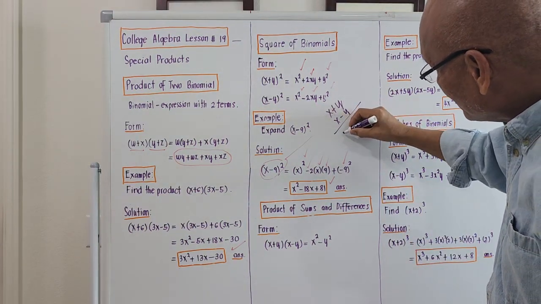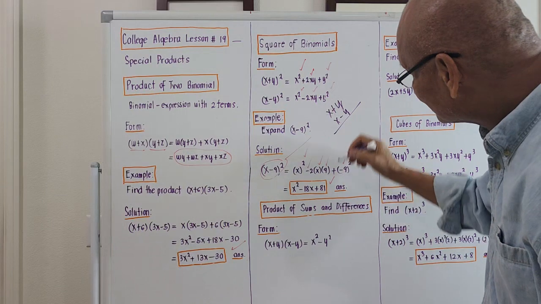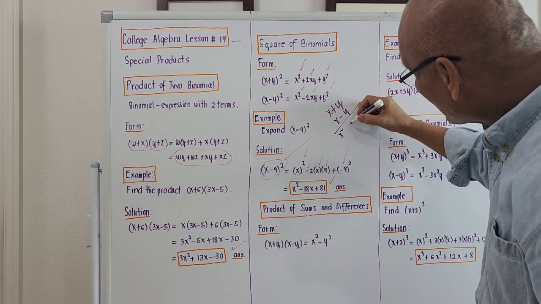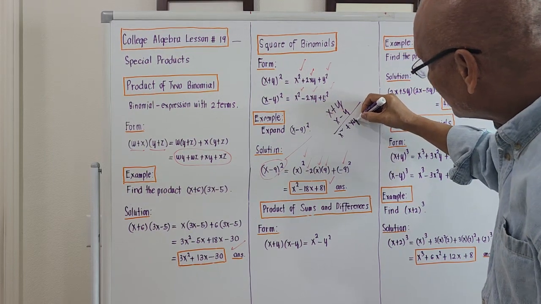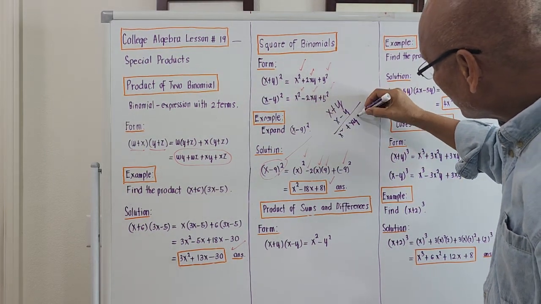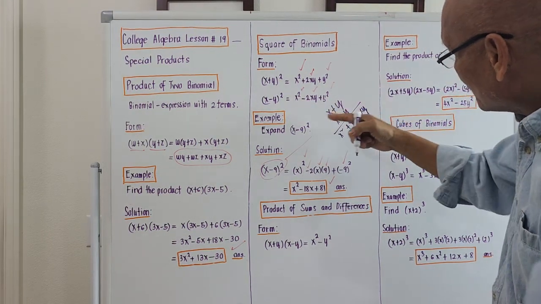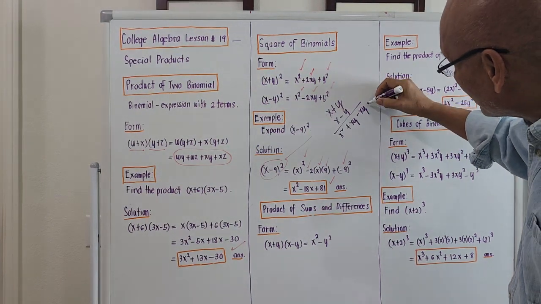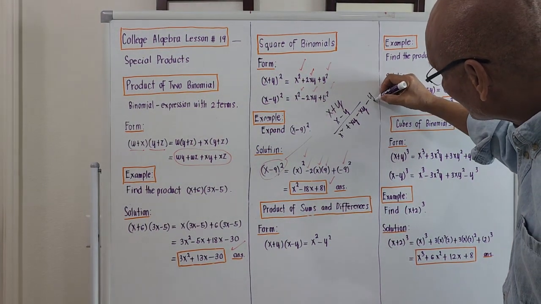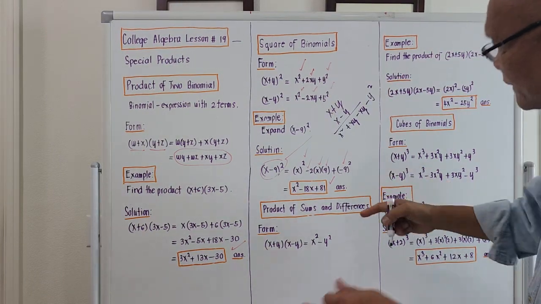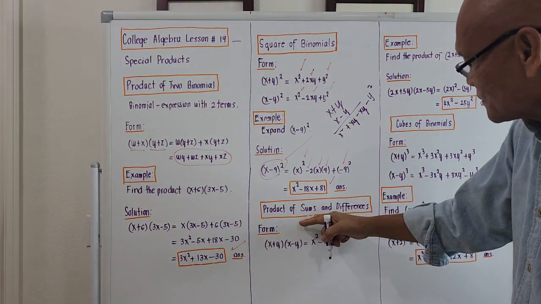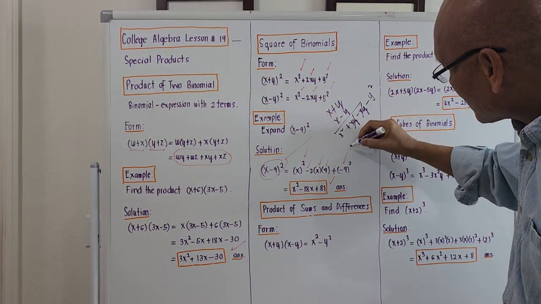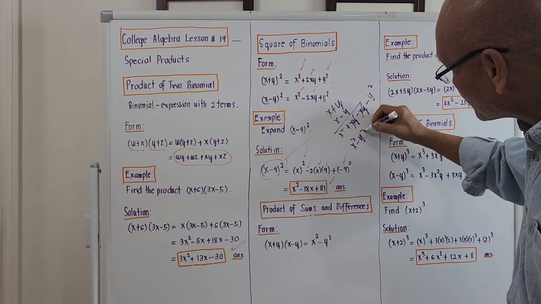X times x will be x squared, right? The product of x times y will be plus xy, and the product of x times negative y will be negative xy, and the product of the last one, a plus y times a negative y, the sign will be negative, and y should have the power 2. And for the sum and difference, the middle part cancels. So what comes out will just be simply x squared minus y squared.